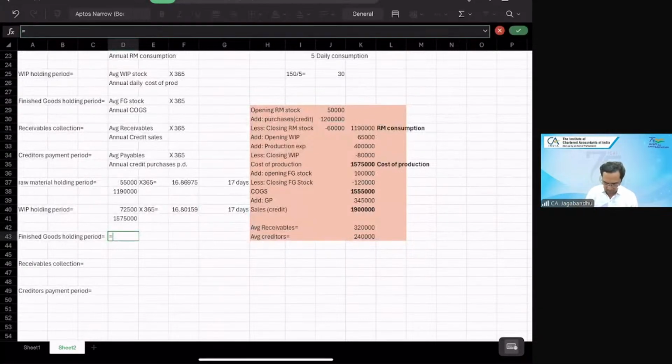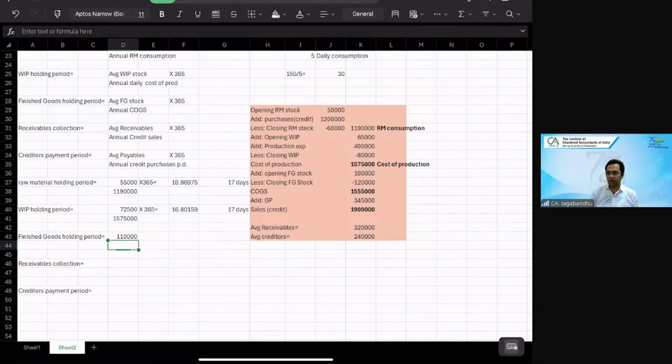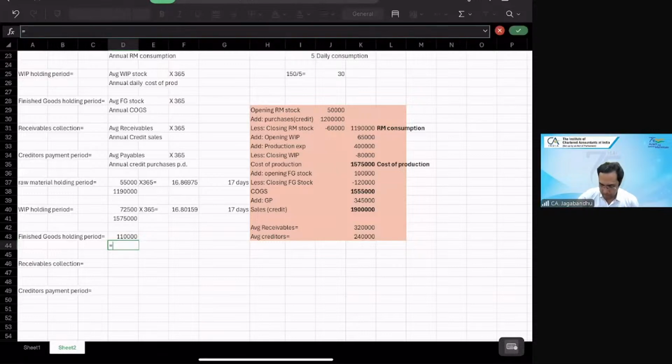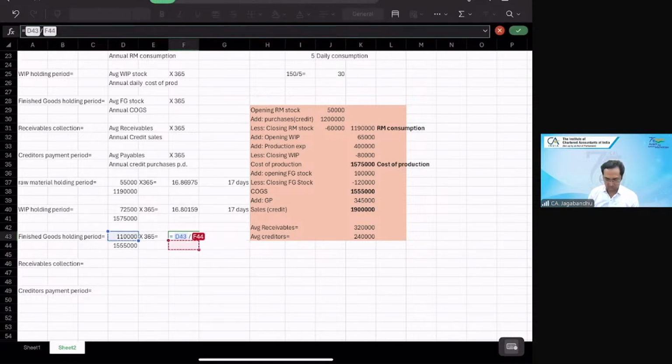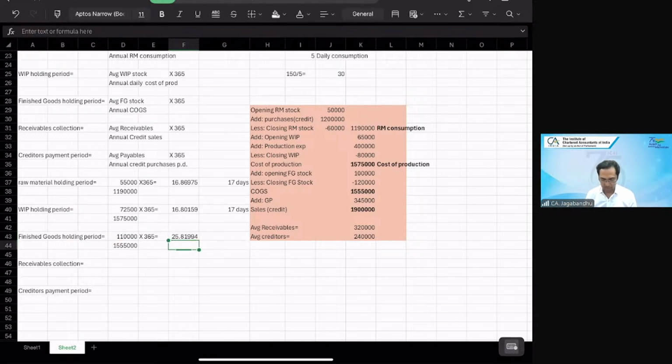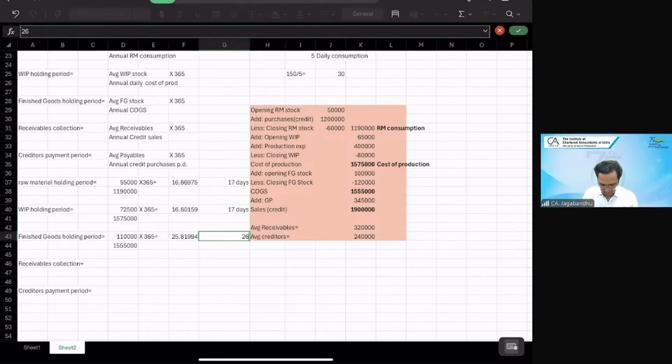Finished goods holding period is going to be again the average of opening and closing. So 1,10,000 divided by COGS. So we multiply by 365, and therefore it's 1,10,000 divided by 15,55 into 365. That is 25.81, or we call it 26 days.